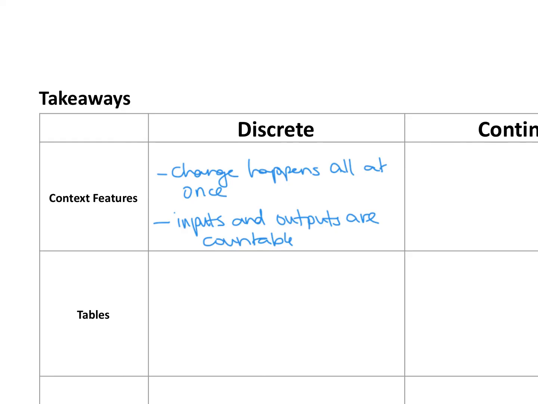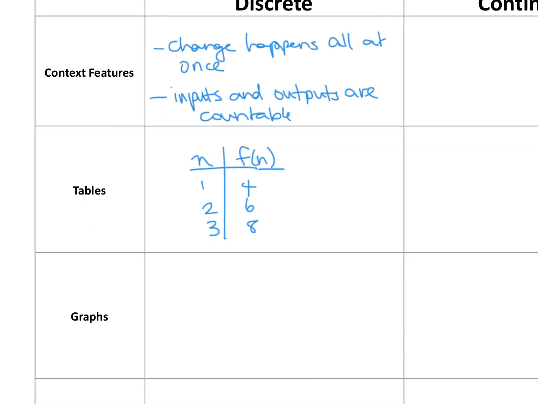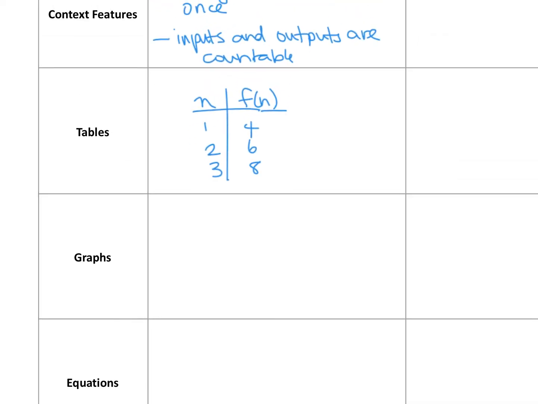Okay, how do we see this in a table? For discrete, our table is really just going to have set numbers in it, right? Nothing in between. So like 1, 2, 3, and then our function is going to be like 4, 6, 8. There's nothing in between. For graphs, it's going to just be dots, right? Whether it's in a straight line or a curve, it is just dots, right? There's no data in between.